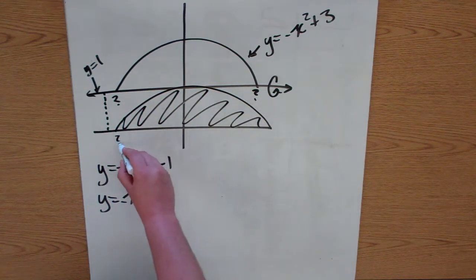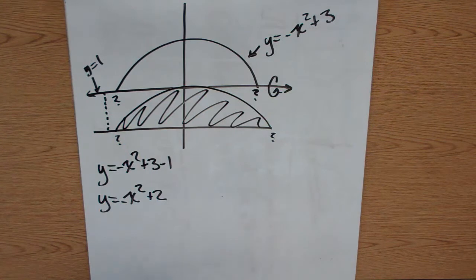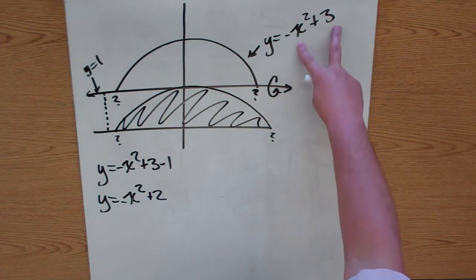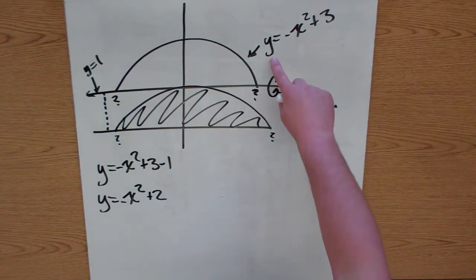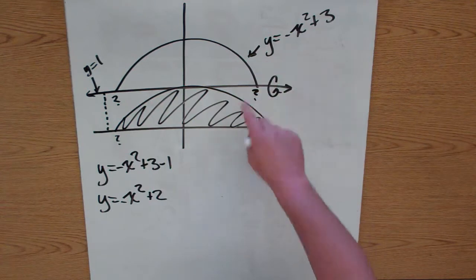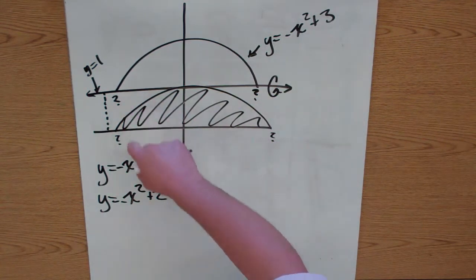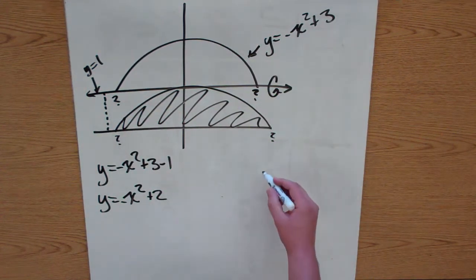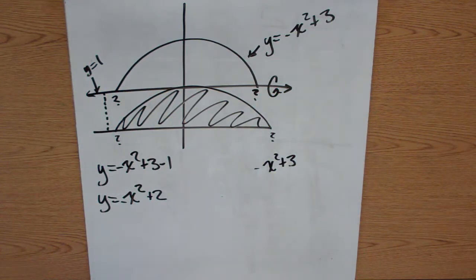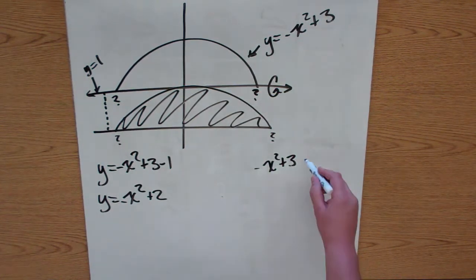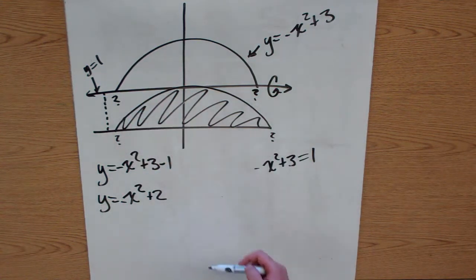But now we still have to figure out where to go from and to. How do we do that? Well, you take your original equation, and we know that when we hit this line, the y value is 1. How do we know that? It crosses the line y equals 1. So you need to take your original equation, negative x squared plus 3, and set it equal to 1 because that's what it's revolving around.